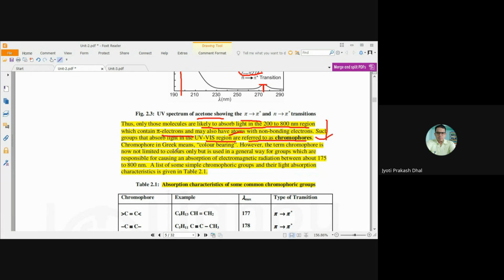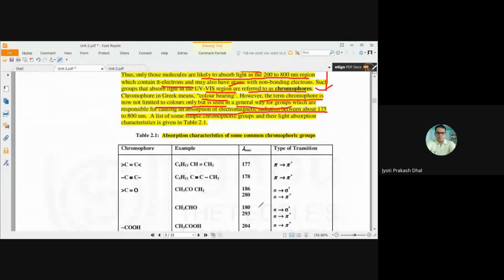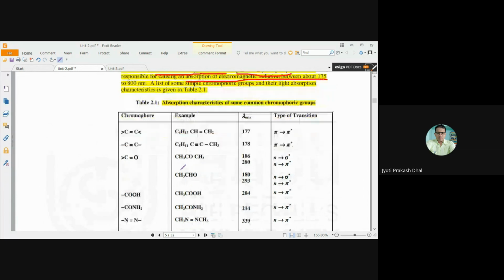The word chromophore in Greek means color bearing. However, the term chromophore is now not limited to color only, but is generally used for groups which are responsible for causing absorption of electromagnetic radiation between about 175 nanometer to 800 nanometer. So here is the absorption characteristics of some common chromophoric groups.